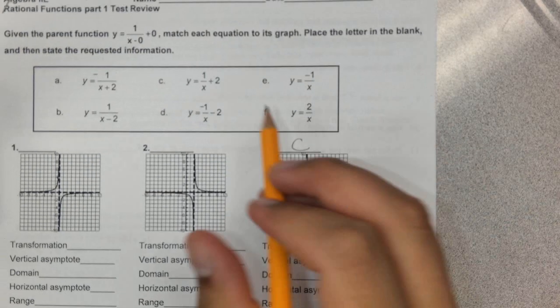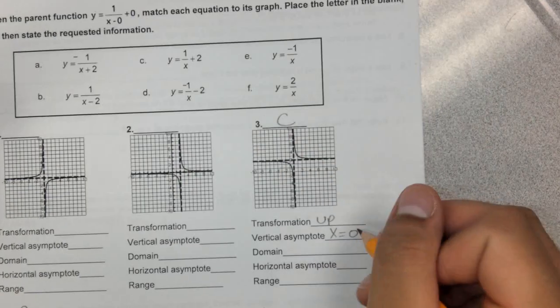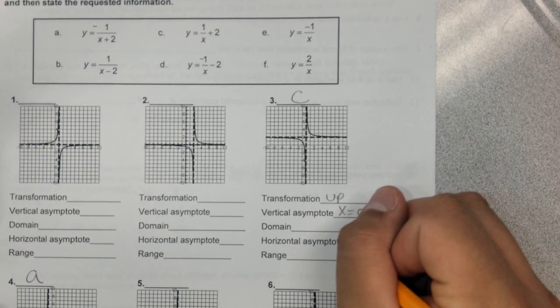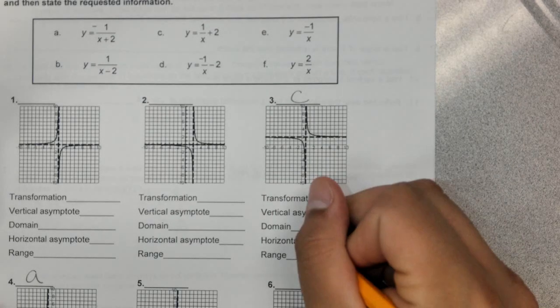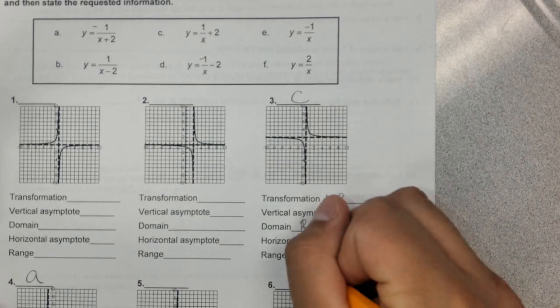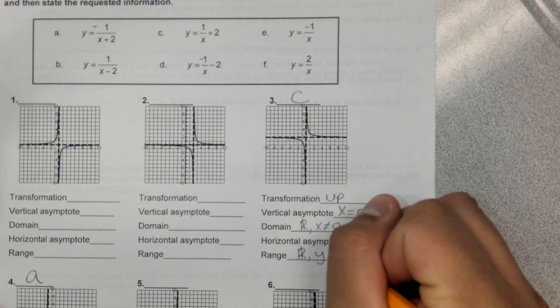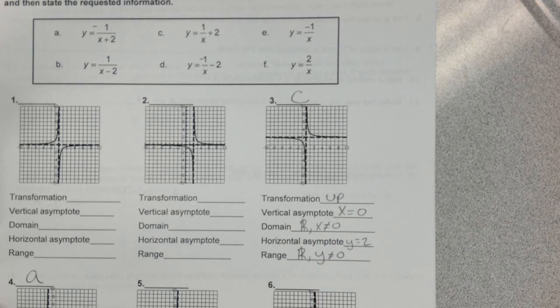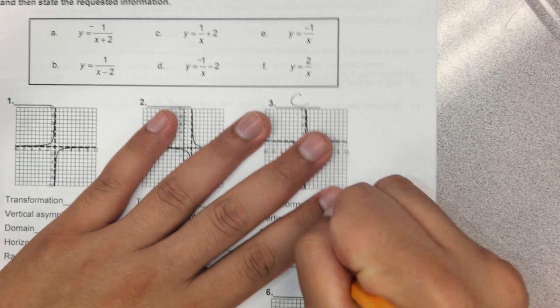We know it's 0 because there's not an h value, so x equals 0. Horizontal asymptote is at y equals 2. And then for the domain, it's all real numbers, x cannot equal 0. For the range, y cannot equal 0. I'm sorry, y cannot equal 2.